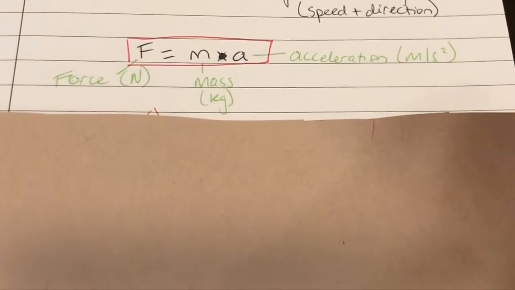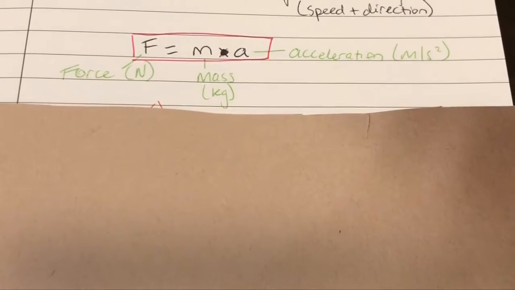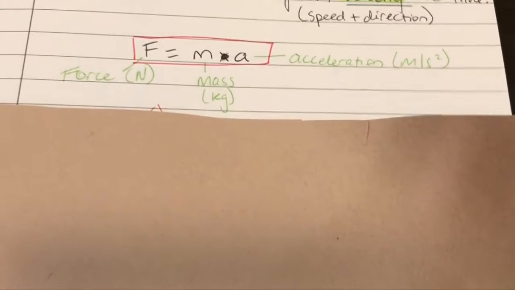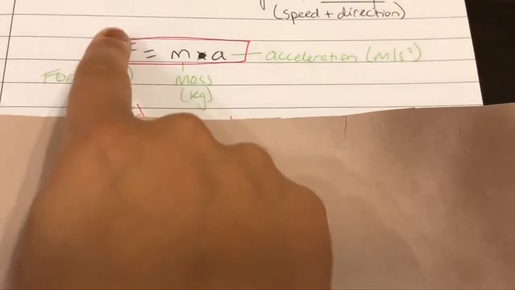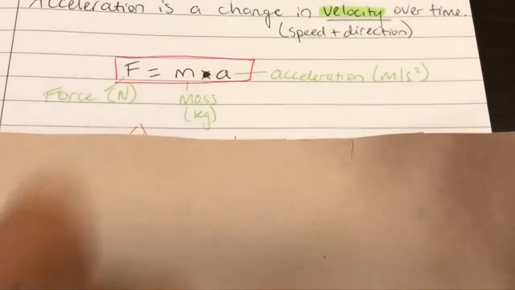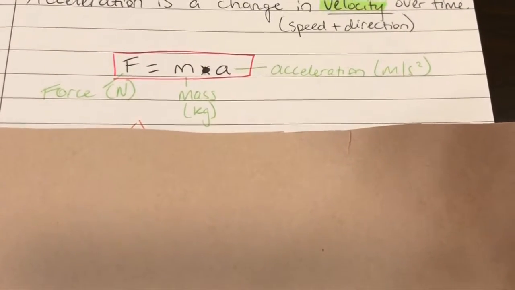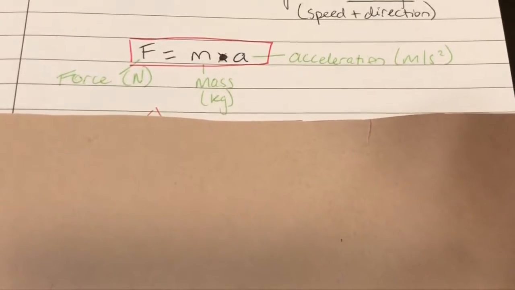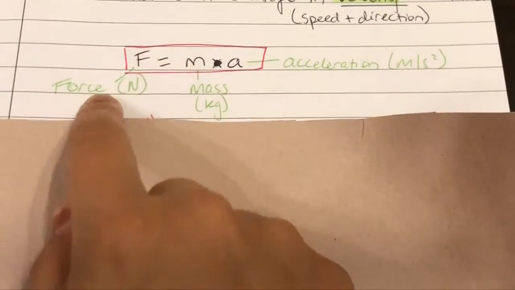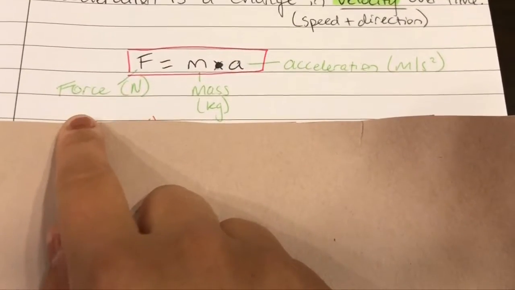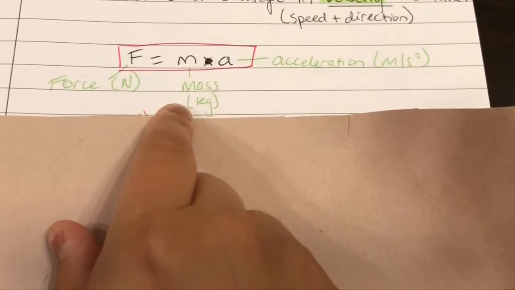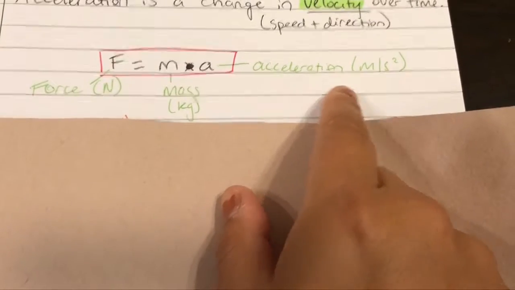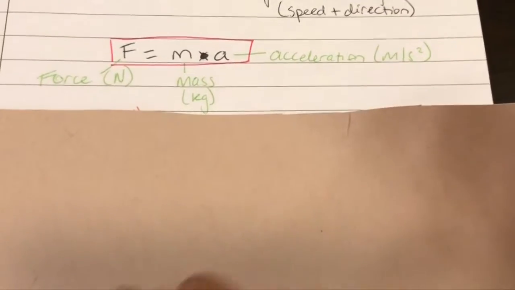And that equation is F is equal to m times a, or force is equal to mass times acceleration. You'll notice here how I've boxed the equation. I do recommend that you do this as a way of highlighting that equation on your page. I've also annotated the equation with what F represents, so force and the units of newtons, mass measured in kilograms, and acceleration measured in meters per second squared.